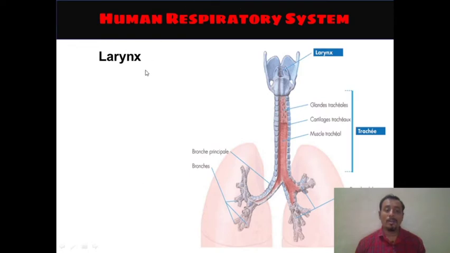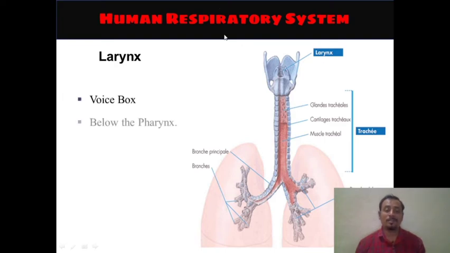Then let's see about the larynx. What is this larynx structure? The larynx structure is shown here in this diagram. It is made up of glands, cartilages, and muscle. These all are combinations which combinedly form the trachea. Okay, then how the branching of these bronchi occurs, how the branches of lobes occur, this is explained from the larynx structure. From this larynx only, the whole trachea structure starts and extends towards the lung.